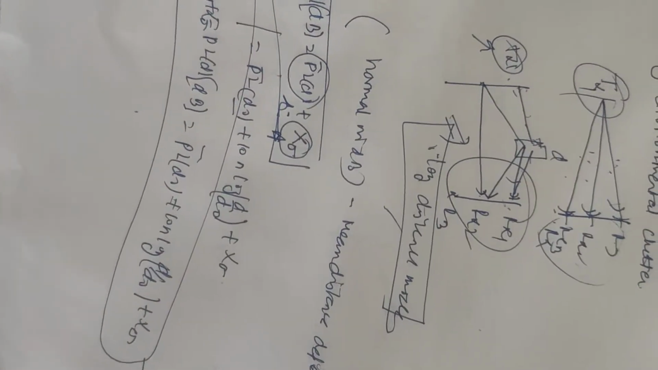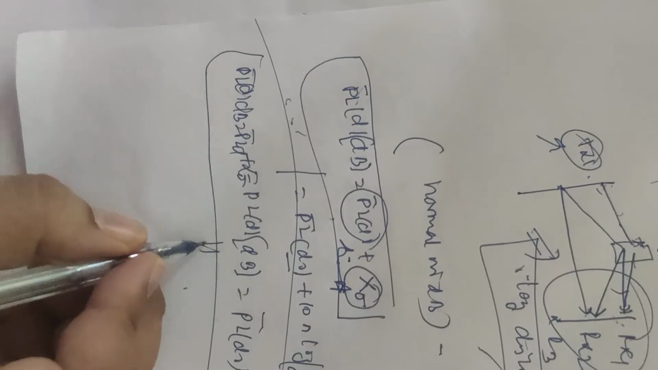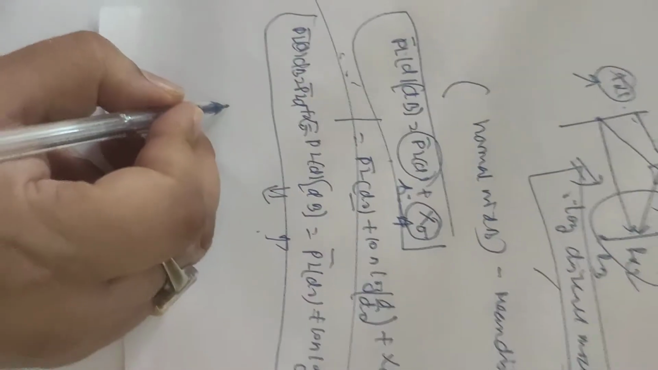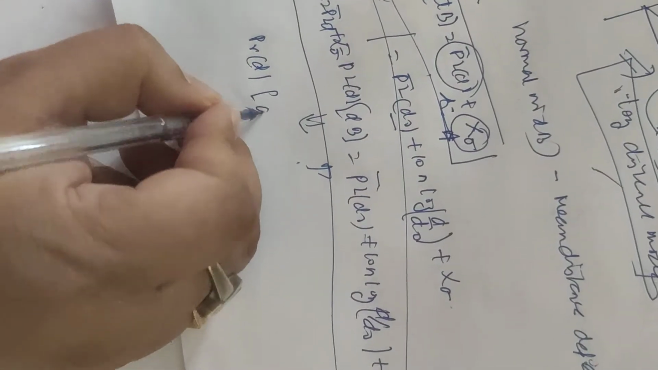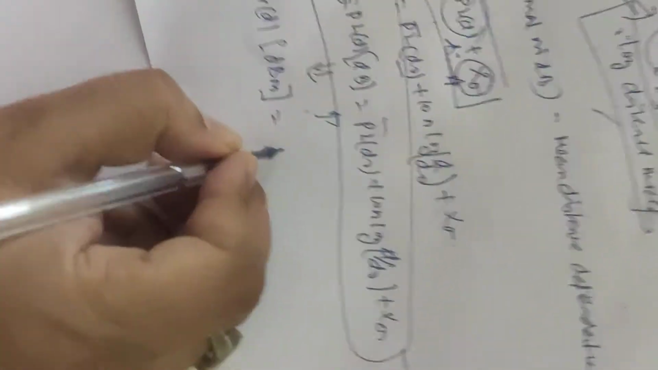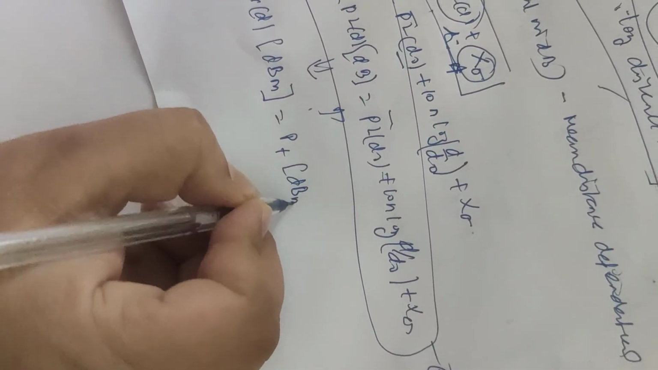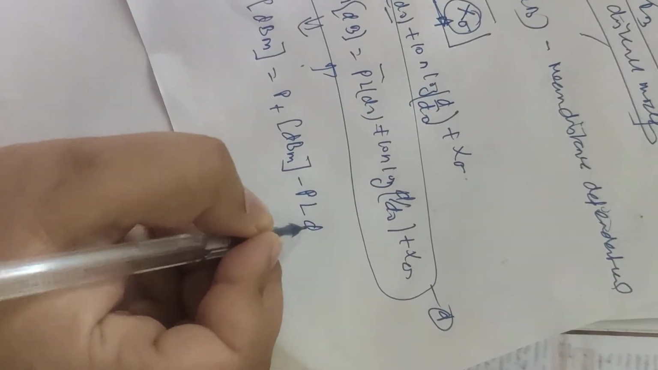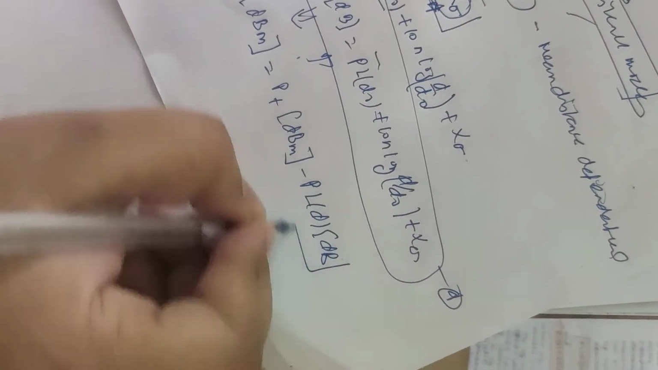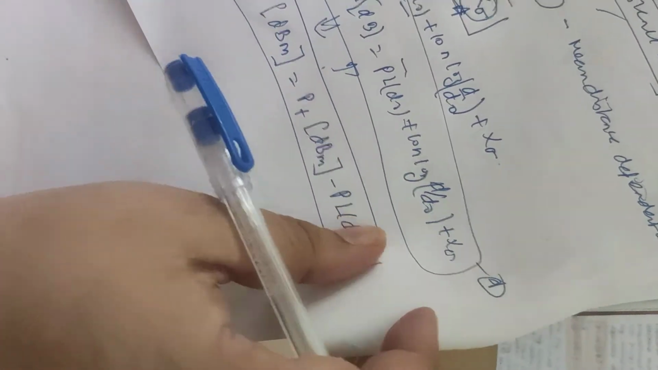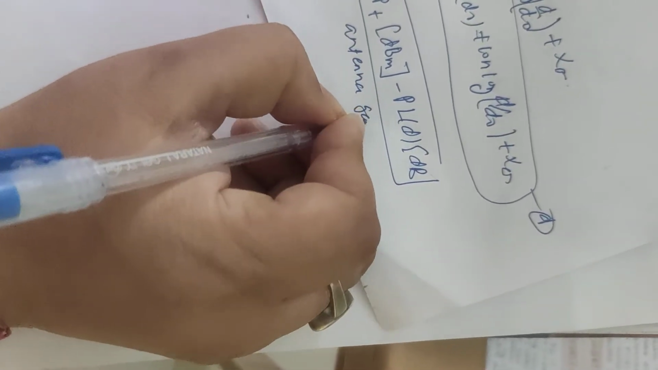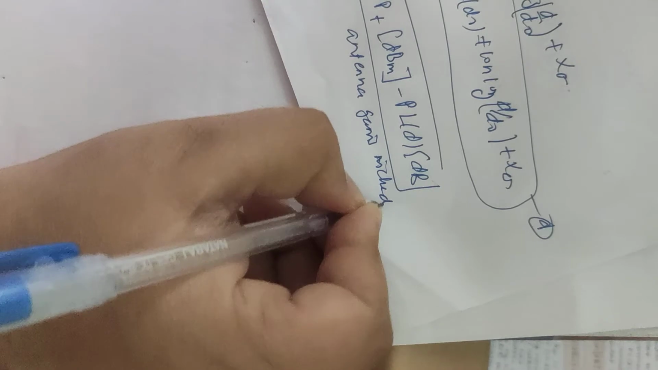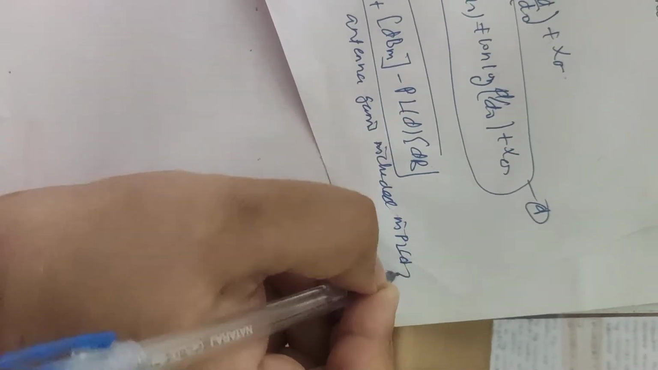Now if we include the antenna gain, the received power in dBm is the transmitted power in dBm minus the path loss PL(d) in dB. Here we include the antenna gains, included in PL(d).